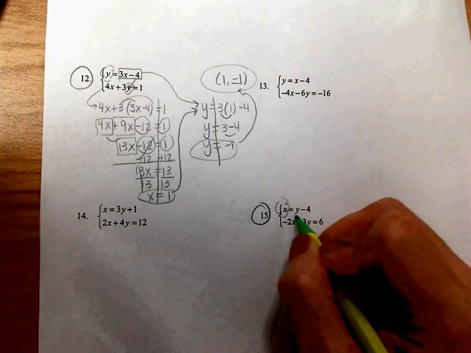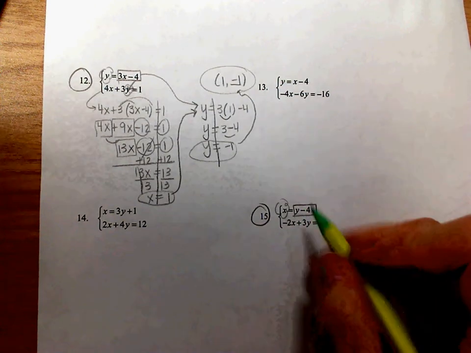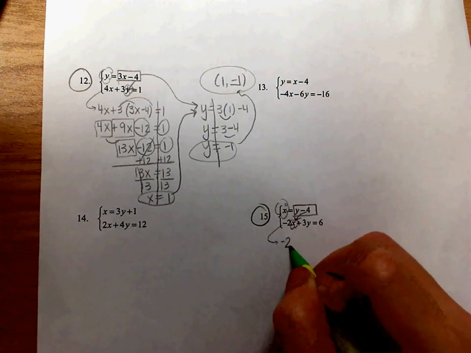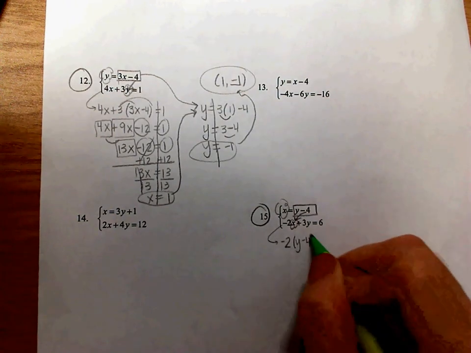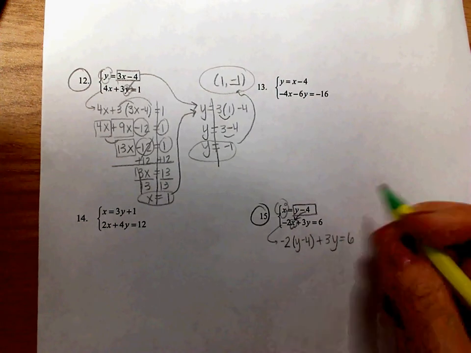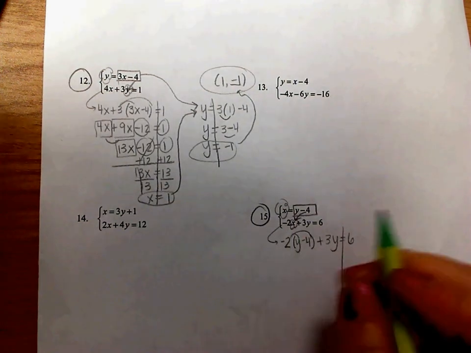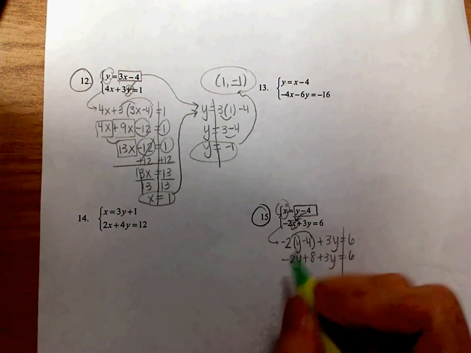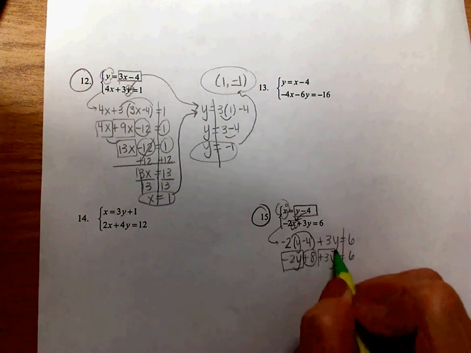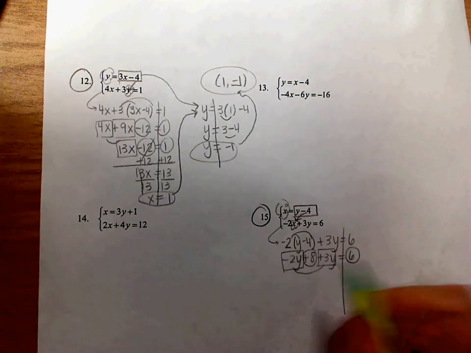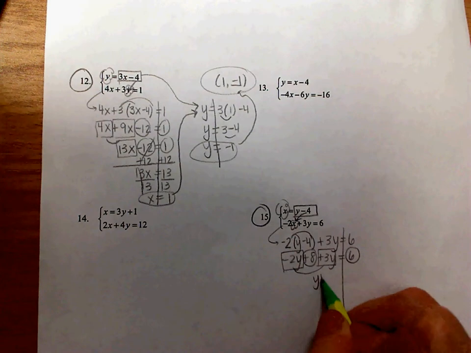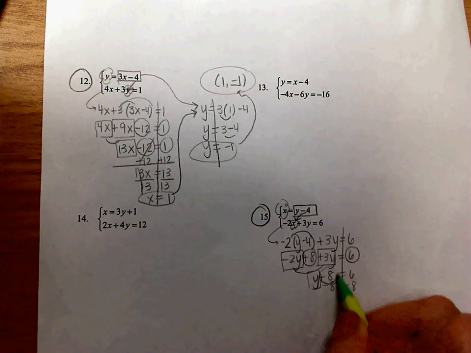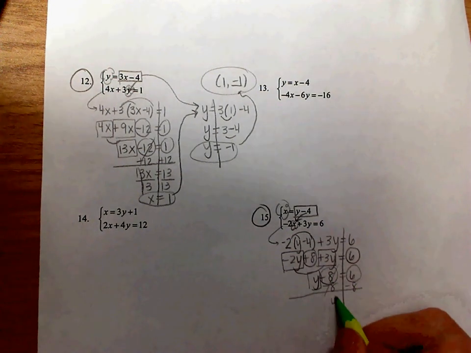Go to number 15. Isolated variable is equal to this expression. Whereas that variable, that y minus 4 is going to go in there. So this gets rewritten as negative 2 times y minus 4 plus 3y equals 6. Distribute. Negative 2y plus 8 plus 3y equals 6. Boxing and circling, these are on the same side. Negative 2y plus 3y is 1y plus 8 equals 6. Subtract 8 from both sides if you want to box and circle. And then we get y equals negative 2.